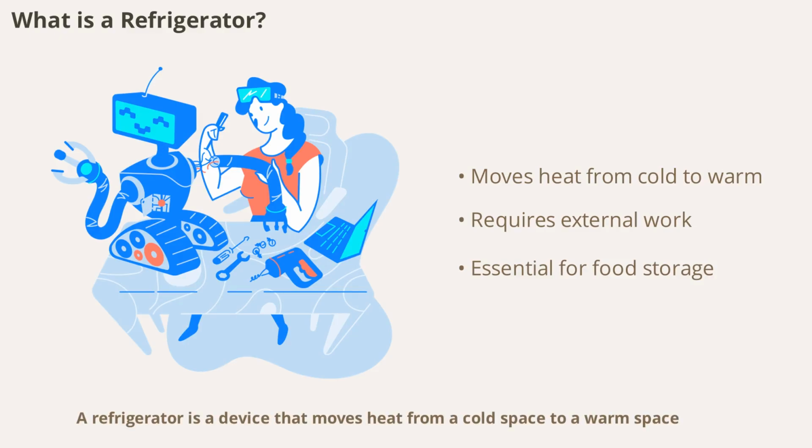A refrigerator is a device that moves heat from a cold space to a warm space using external energy. It works by absorbing heat from the inside of the fridge and releasing it to the room outside. This process is the opposite of a heat engine and requires work to be done, as dictated by the second law of thermodynamics. Refrigerators are essential for preserving food and keeping our homes comfortable.